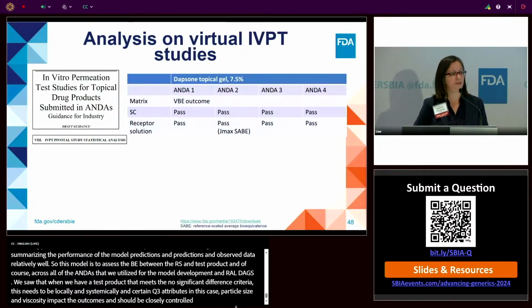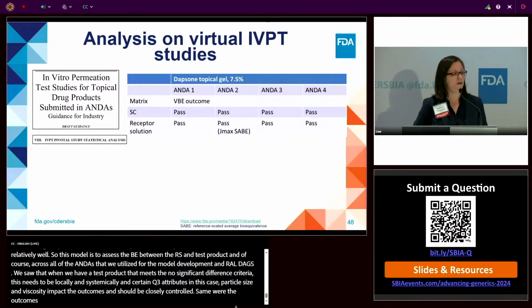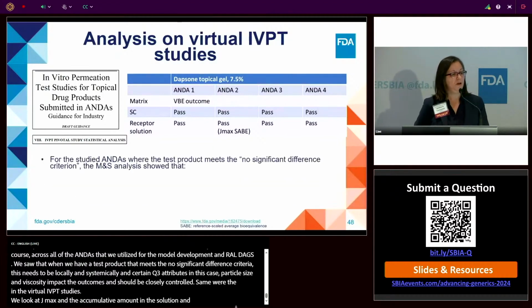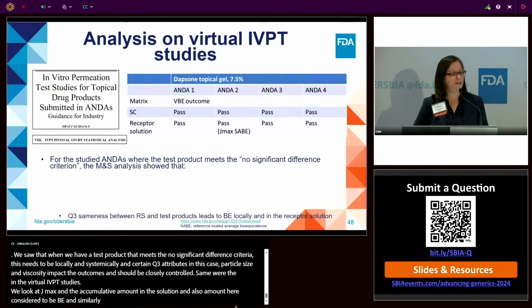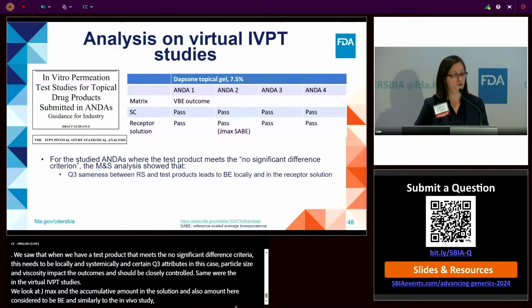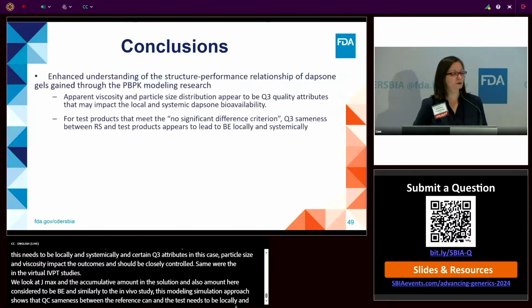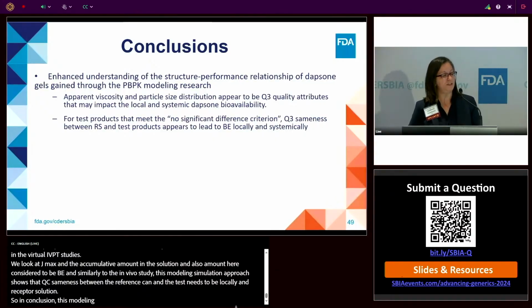The outcomes were the same in the case of the virtual IVPT studies, where we looked at Jmax and the cumulative amount in the receptor solution and also the amount of Dapsone in the stratum corneum. All of these ANDAs were found to be bioequivalent, and similarly to the in vivo study, this modeling and simulation approach showed that Q3 sameness between the reference and the test leads to BE locally and in the receptor solution. So in conclusion, this modeling approach improved our understanding of the structure-performance relationship of Dapsone gels.